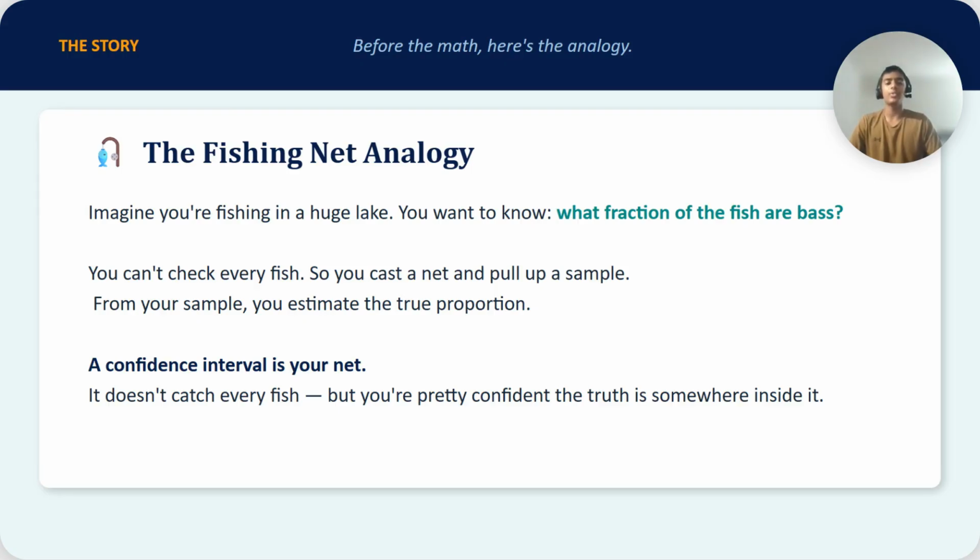A confidence interval is your net. It doesn't catch every fish. You're not claiming to know exactly, but you're pretty confident the truth is somewhere inside it. We're going to come back to this image for every single piece of the formula. Wider net, higher confidence, less precision. Tighter net, more precision, less confidence. That's the whole intuition.